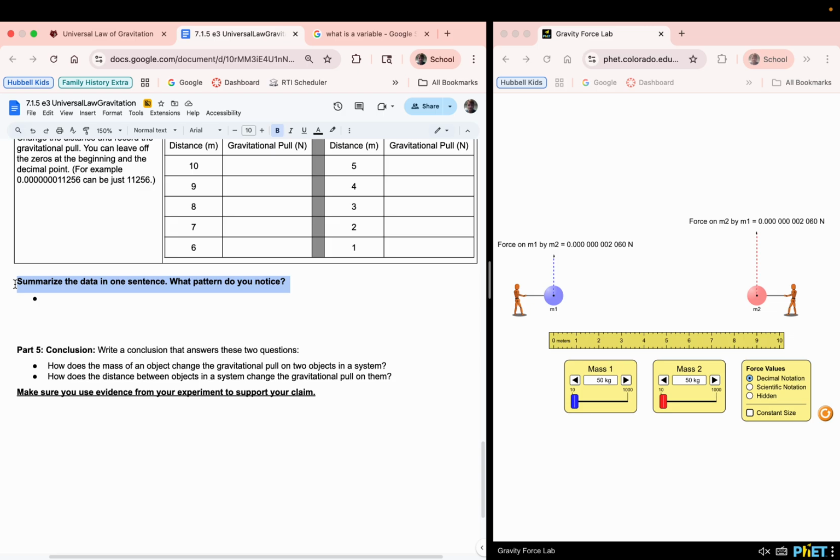And then give me a conclusion. And you're kind of answering those two big questions. How does mass of two objects affect the gravitational pull between them? And how does distance affect it too?